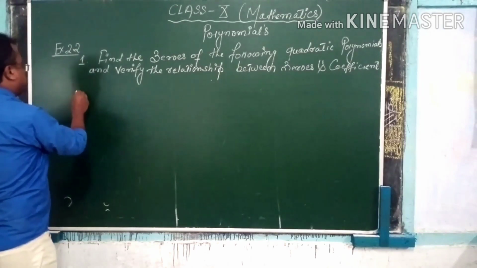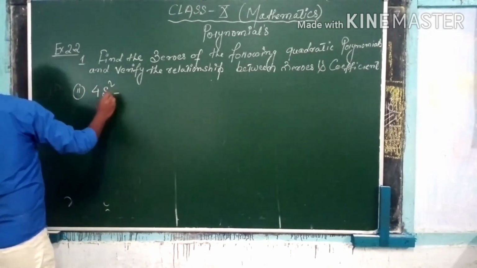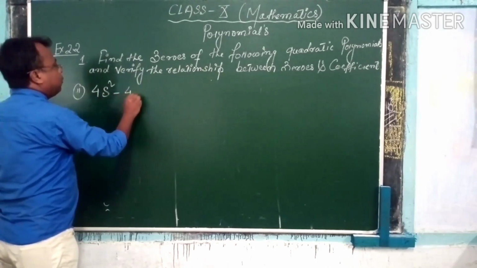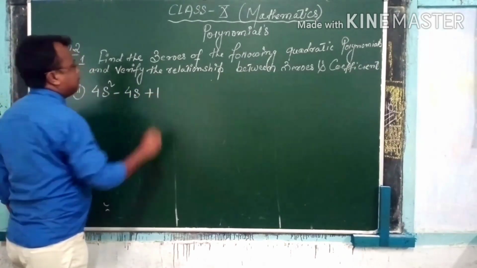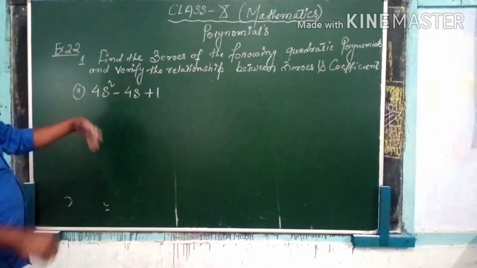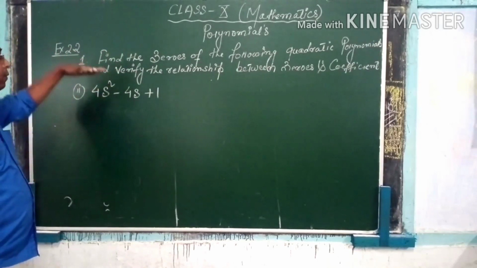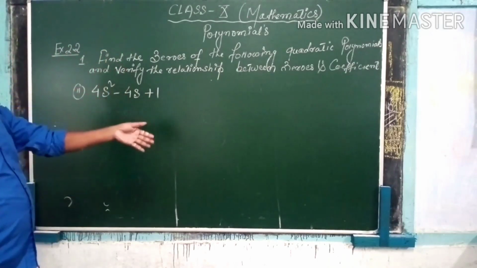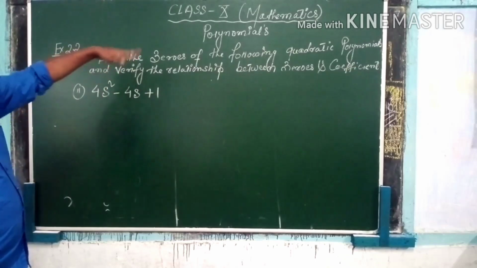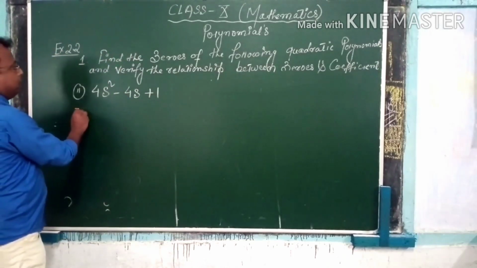The second question is 4s squared minus 4s plus 1. Here the variable is s. Again, the same process: we have to find the factors, then the zeros, then the sum and product, and then verify the relationship. So let us try this one.